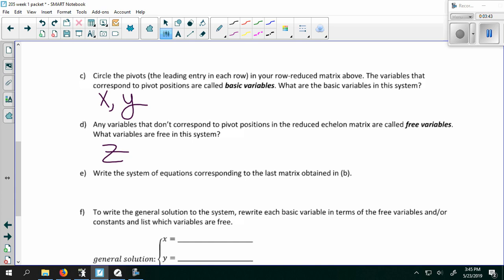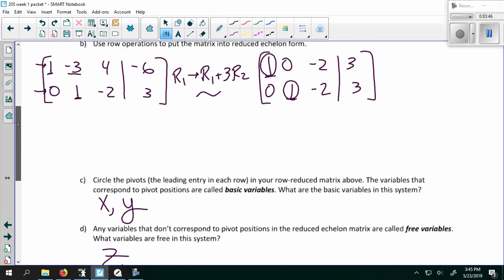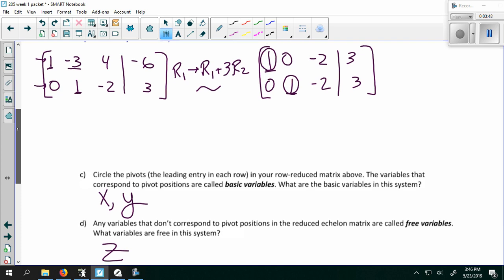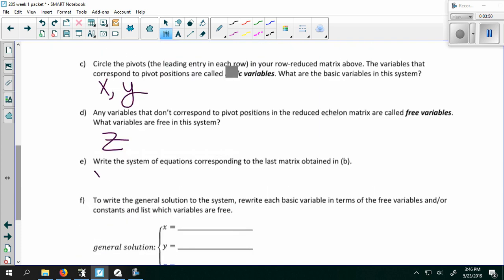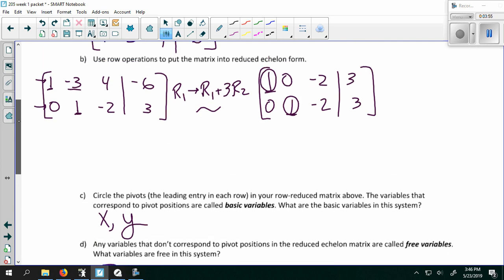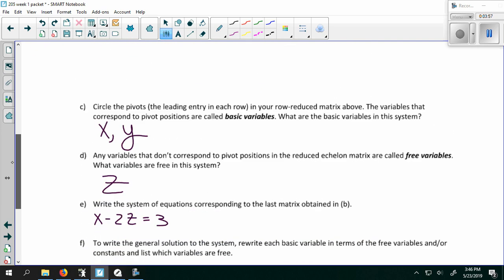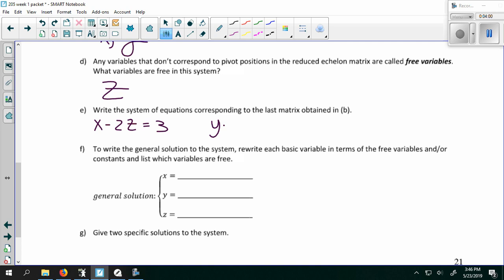So I want to write the system of equations that corresponds to the last matrix in B. So I have x minus 2z equals 3. That was my first row. And my second row says y minus 2z equals 3. Okay, so the convention is that when we write the general solution to this system, we rewrite each basic variable in terms of the free variables and or the constants. And then we just list which variables are free.